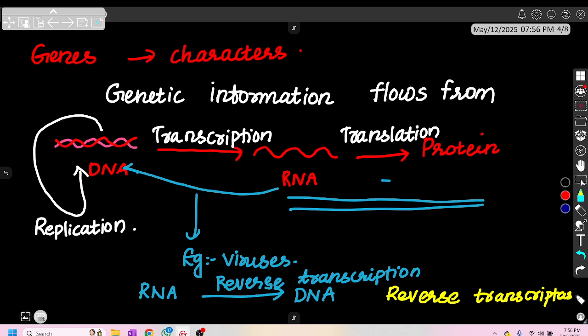Reverse transcriptase. So this is central dogma. According to central dogma, RNA is formed from DNA, and this RNA later gives rise to protein. The processes involved are: DNA formed from DNA, called replication. RNA formed from DNA, called transcription. Protein formed from RNA, called translation. Then formation of DNA from RNA is called reverse transcription. It occurs in some viruses, and the enzyme responsible for this process is reverse transcriptase.